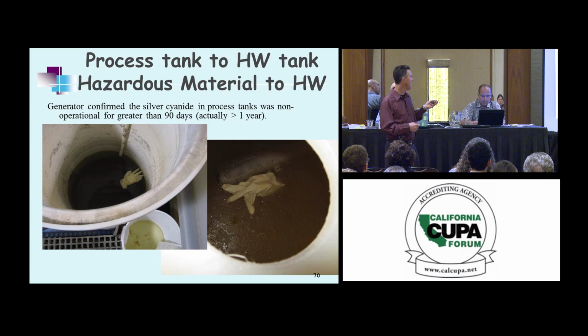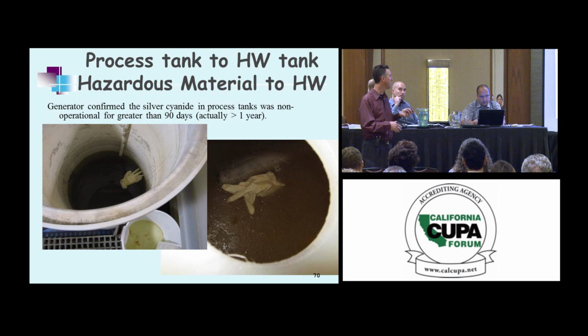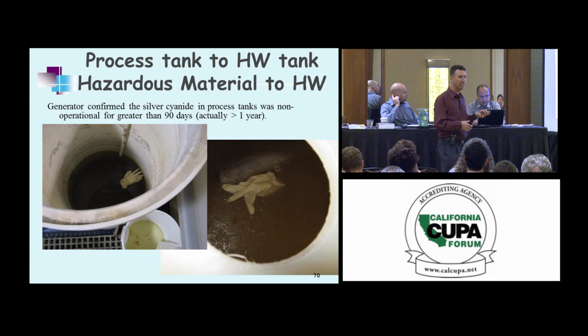This is one of our sites. I think it was a military facility, but it may not be. The inspector for that area said, hey, look, we've got the silver cyanide. They had a process, it's in this tank. It's a material, and they haven't used it in over a year. What do they need to do with it? Do they need to actively manage it, or can they just leave it there forever?